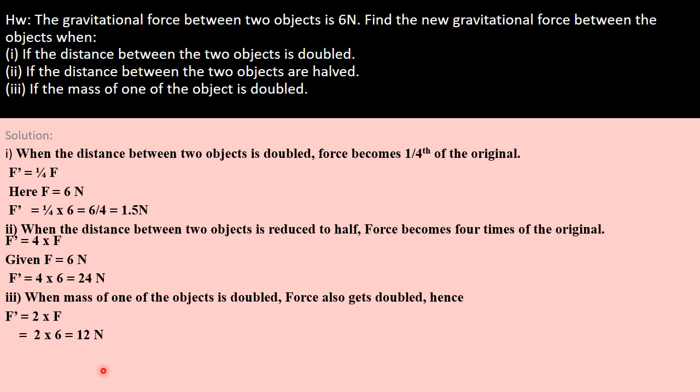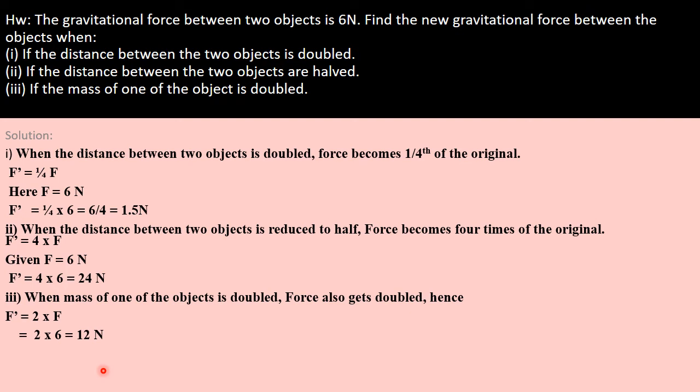First, if the distance between the two objects is doubled, we know that the force will become 1/4 of the original force. Here they have given F, the force, as 6 Newton. So you can see F dash is 1/4 of 6 Newton, that is 1.5 Newton. Second, when the distance between the two objects is halved, force becomes 4 times the original. So F dash becomes 4 times the original, and the force given here is 6 Newton. So 4 into 6 will be 24 Newton.